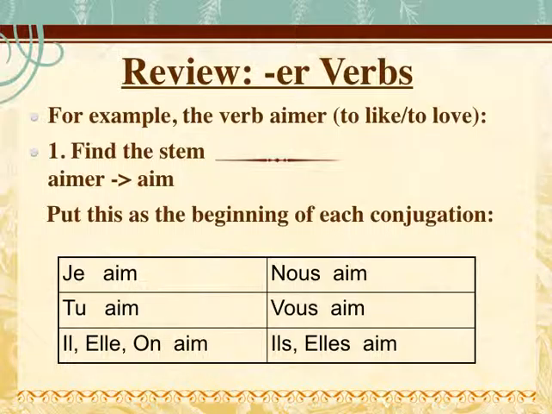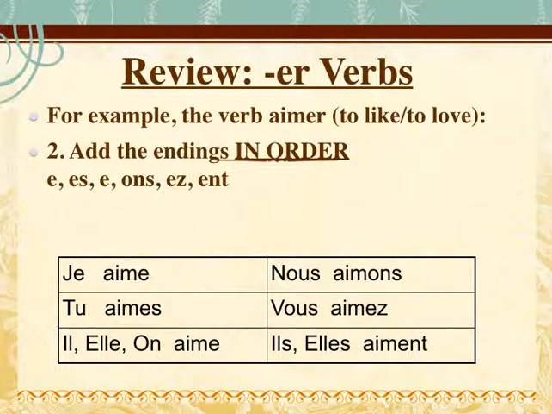But each one of these 6 boxes can't use the same conjugation. We have to have a different verb for every one of our subjects. So in order to do that, we add our endings in order. E, ES, E, ONS, EZ, ENT. Aime, aimes, aime, aimons, aimez, aiment.